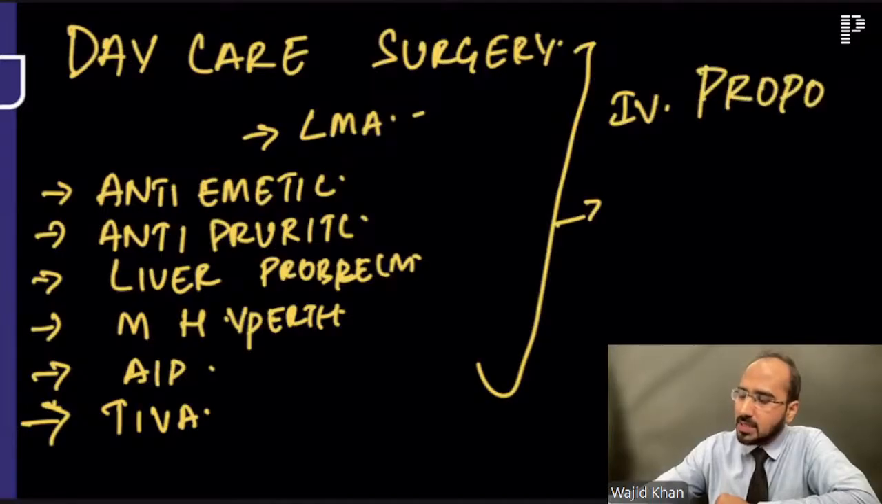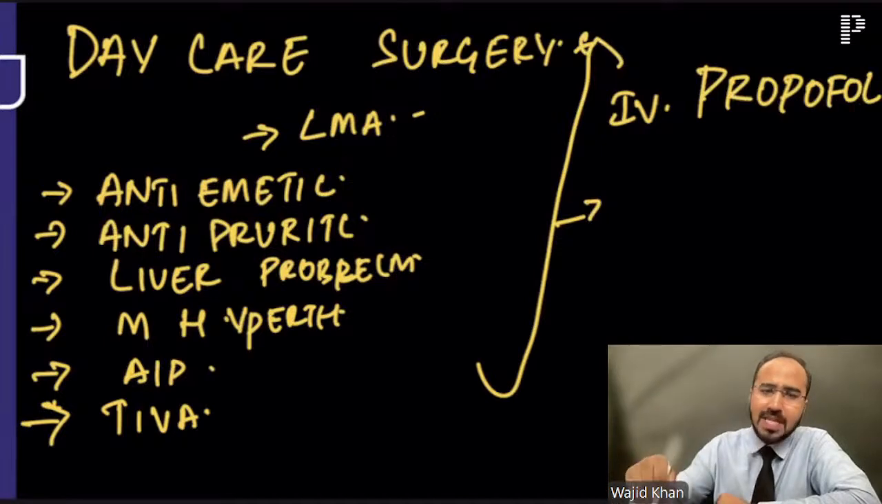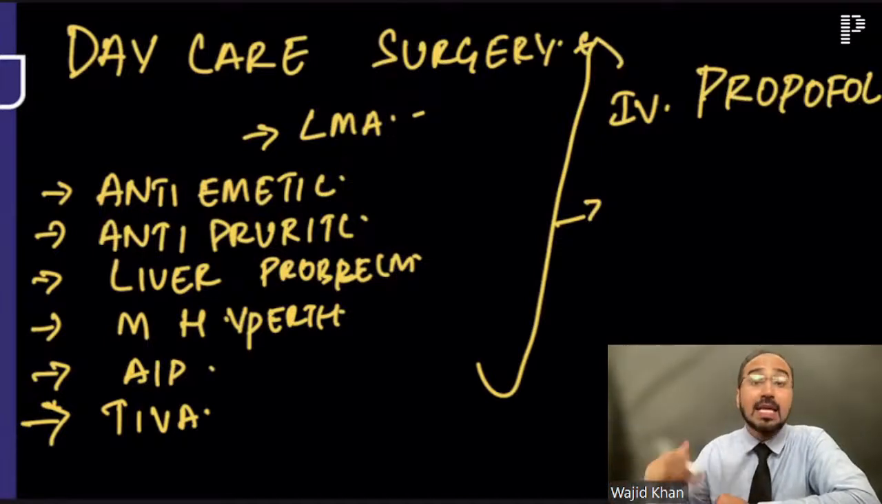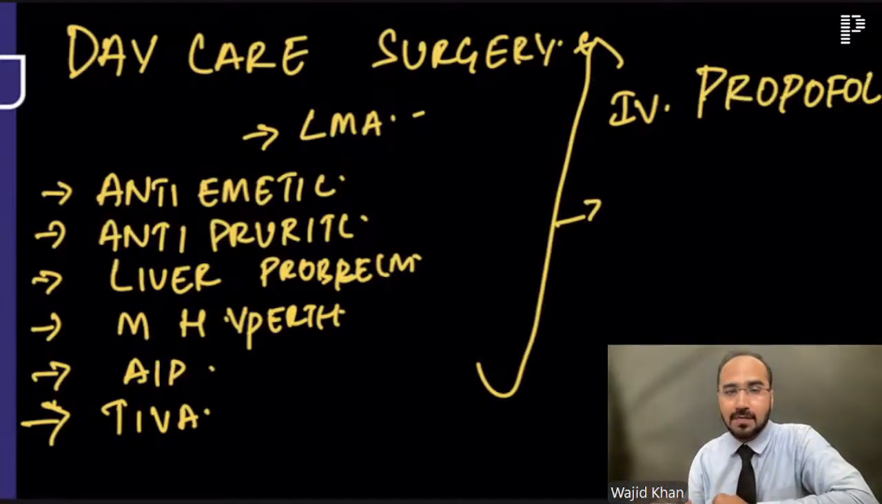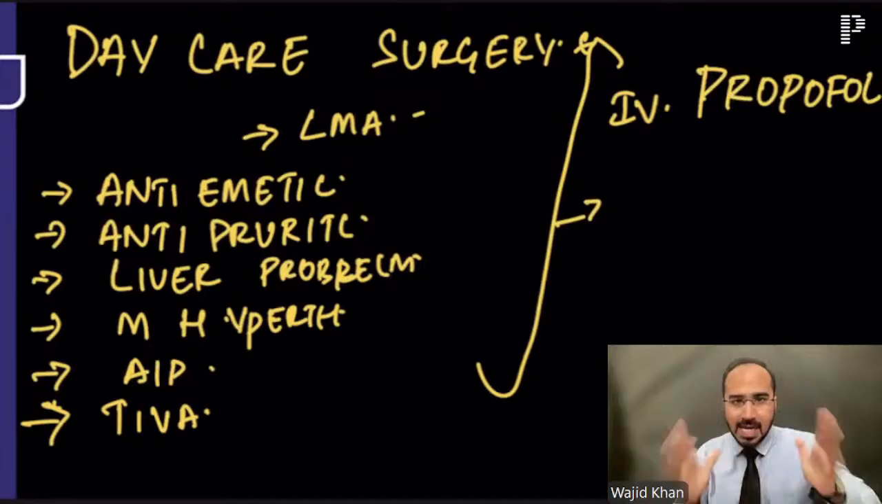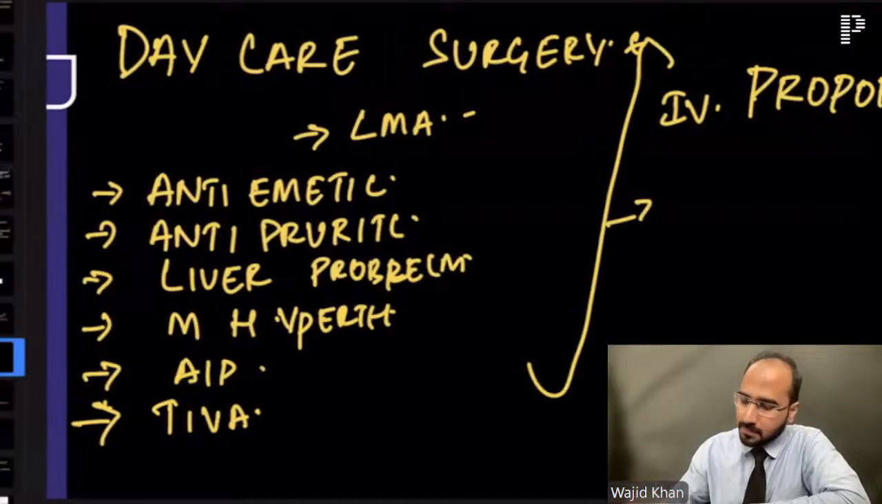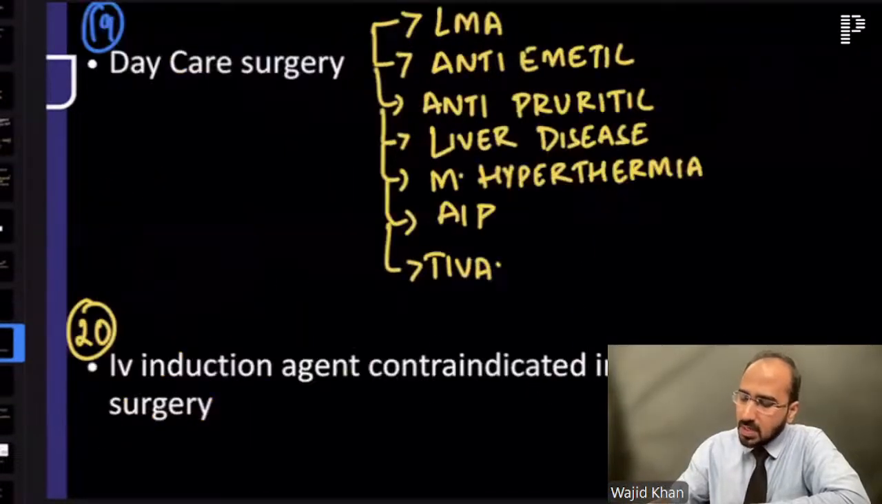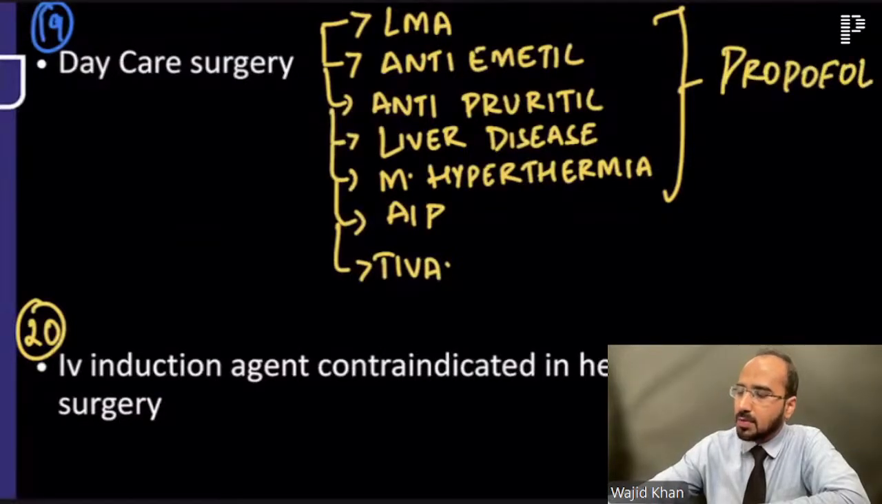It is what, guys? Propofol. Propofol is the IV induction agent of choice for daycare surgery, LMA insertion, antiemetic property, antipruritic. It is the IV induction agent of choice for liver problem, malignant hyperthermia, acute intermittent porphyria, as well as total intravenous anesthesia. So remember daycare surgery, all of these things are MCQs only, guys. It will fall. Okay? So remember, for all these things, the best IV induction agent is propofol.